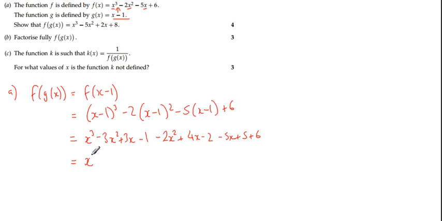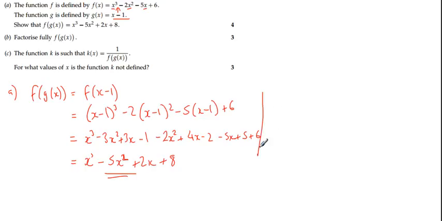Okay, my x cubed at the start is only x cubed. Minus 3x squared minus 2x squared is minus 5x squared. Plus 3x plus 4x is 7x. Minus 5x is your 2x. And then negative 1 subtract 2 is negative 3. Add 5 is 2, and add another 6 is 8. Okay, and just double check. That's exactly what we're looking for.